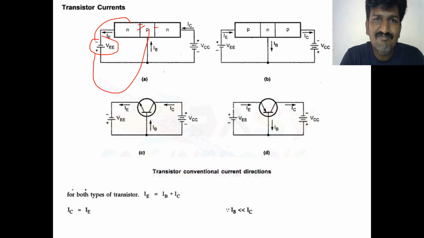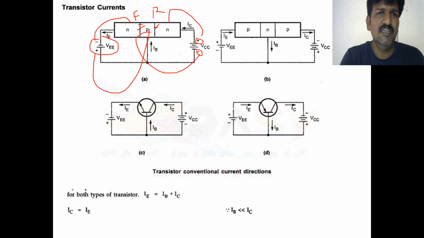This junction is reverse biased. You see, plus is applied with the N and minus with the P, so this junction is reverse biased. You should understand this junction is forward biased. What currents are there? The emitter current, base current, and collector current. But electron movement is not like this. Electron movement is like this. But current is opposite to the movement of electrons.